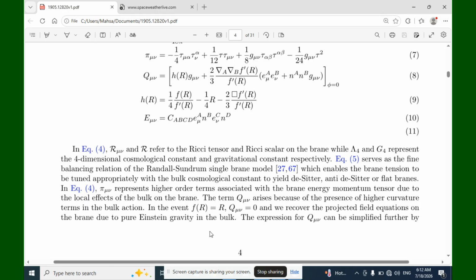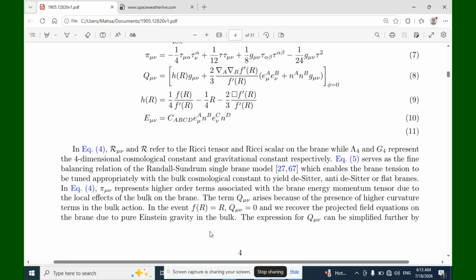Ricci is equal to 1 divided by 4 F(R) divided by F_R minus 1 divided by 4 Ricci minus 2 divided by 3 divided by R again. Energy E_μν is equal to C_IBCD μ n^R n^ν n^C n^D.